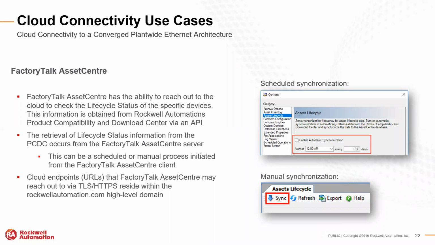Asset Center has the ability to reach out to the cloud and check lifecycle. Again, it's PCDC through APIs. It's also using TLS and HTTPS for secure connection. You have the ability to schedule this or have it a manual process as far as updating and downloading. You can schedule it, as you see here on the right, through Asset Center. You can go in and schedule it.